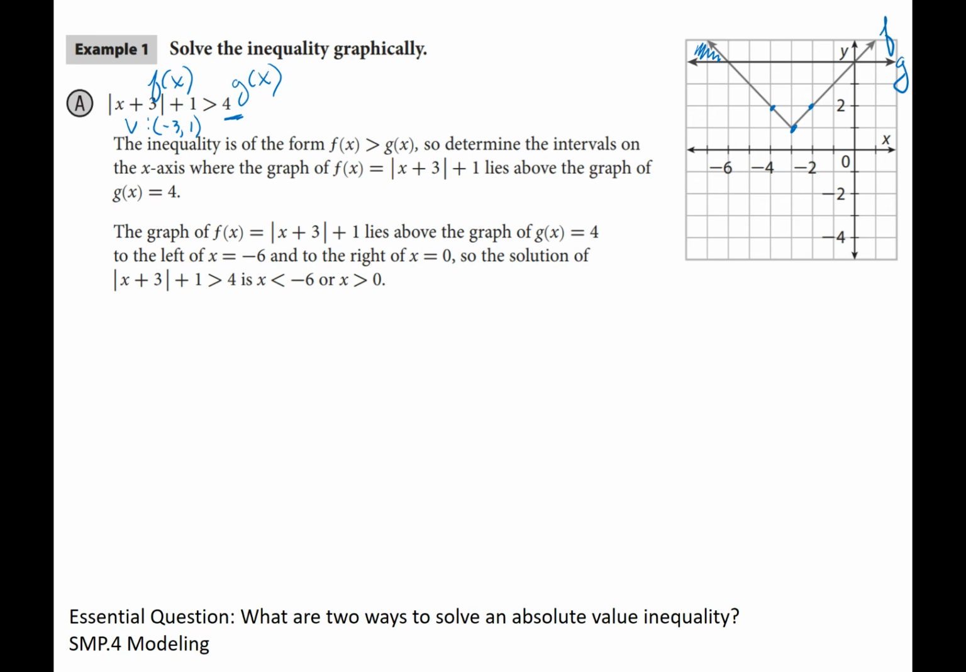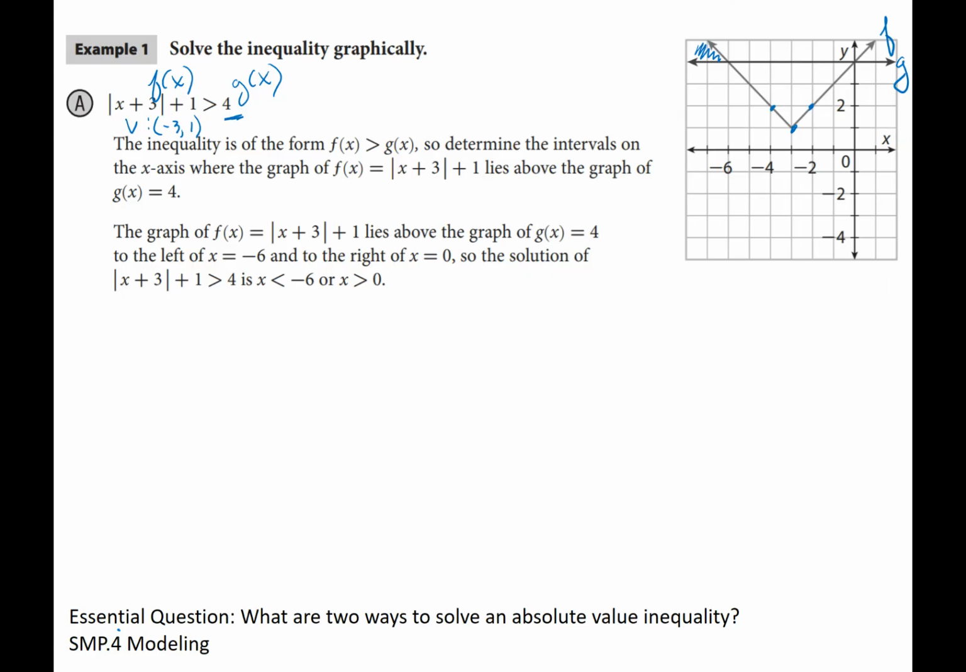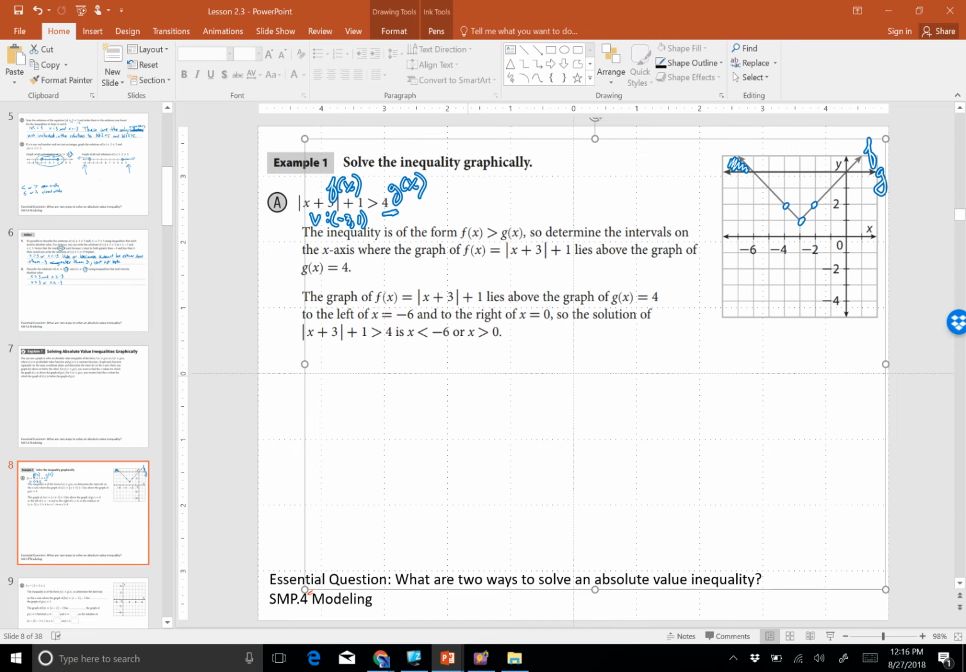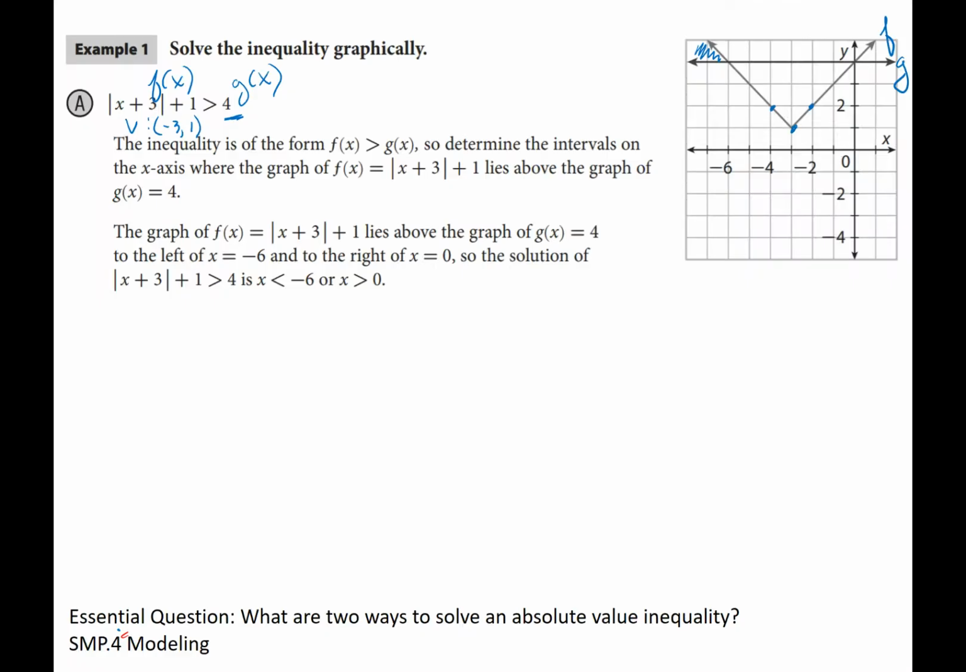Oops, sorry. That's not where I was supposed to shade. There we go. Oh, I don't think it'll let me erase now. Nope, it won't. It's going to make me delete everything. We're just going to use a different color.